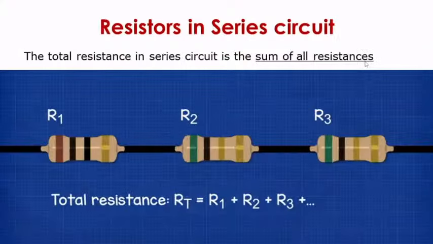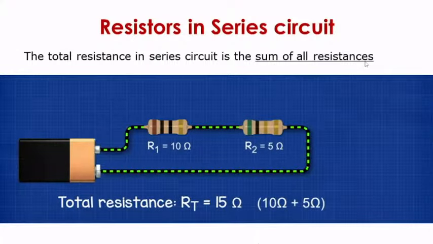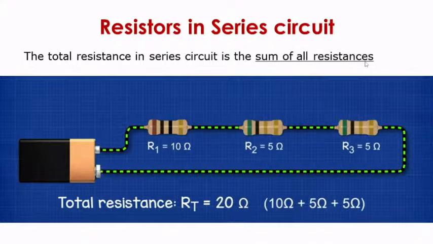So R1, R2, R3. The total resistance of resistors connected in series, that is RT, is the sum of all these resistors, R1 plus R2 plus R3. Now in this case, there is only one resistor of 10 ohm, so the total resistance value of the circuit is 10 ohm. When we connect another resistor of 5 ohm, 10 plus 5 becomes 15 ohm. Now we are going to connect one more resistor. So 10 plus 5 plus 5, the total resistance value of this circuit becomes 20 ohm.